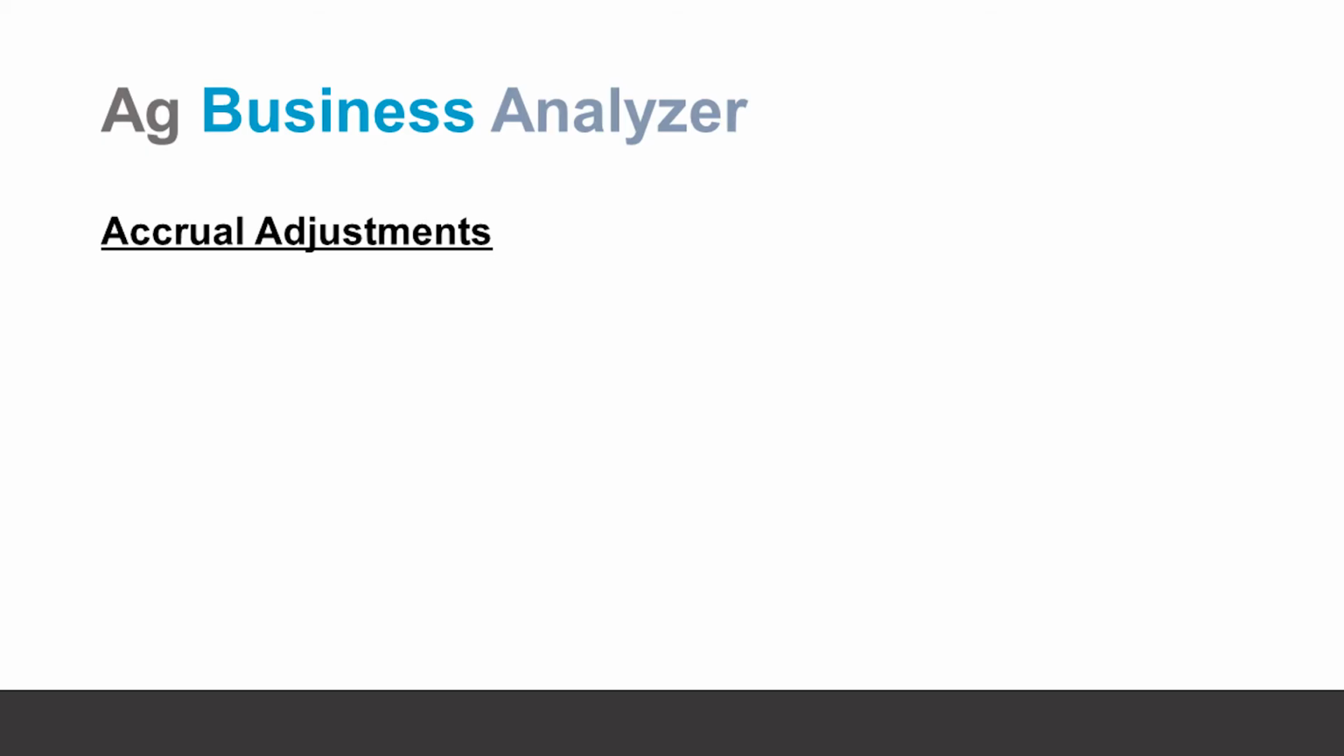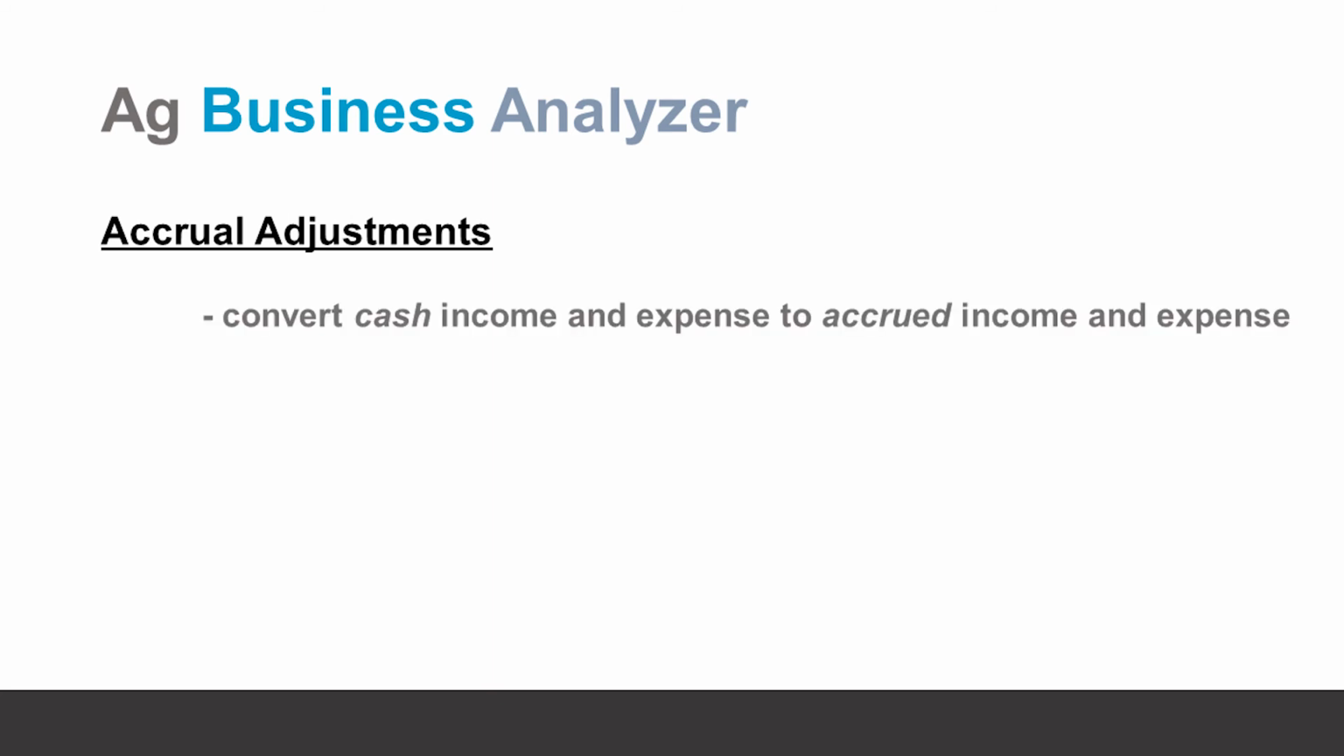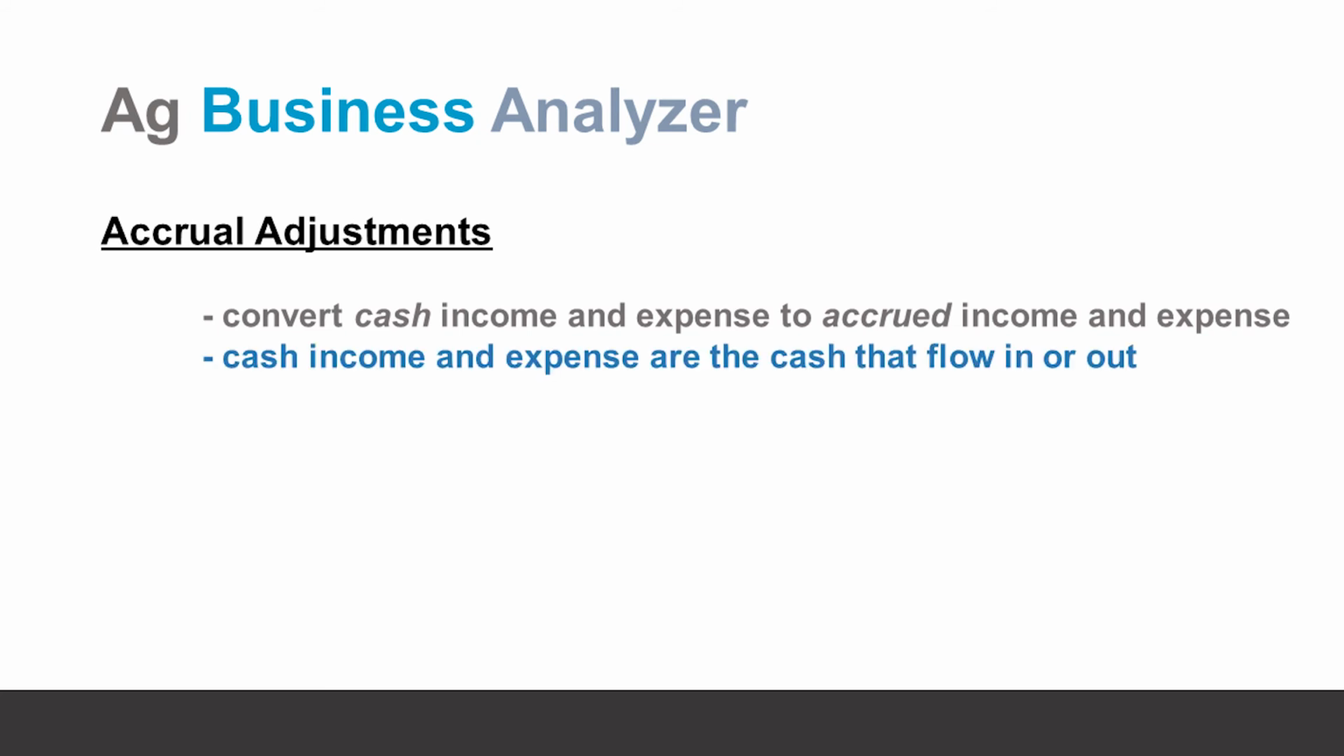For those who might have some questions about how that works, I put together a few slides and a couple of illustrations to show how cash income numbers are converted to accrued. First of all, a little bit of information on accrual adjustments. So accrual adjustments convert cash income and expense to accrued income and expense. Cash income and expense are the cash that flow in and out, and you saw that in the crops page and the livestock page where we showed the sales of livestock and crops, and that would be cash, and we showed the projected cash expenses.